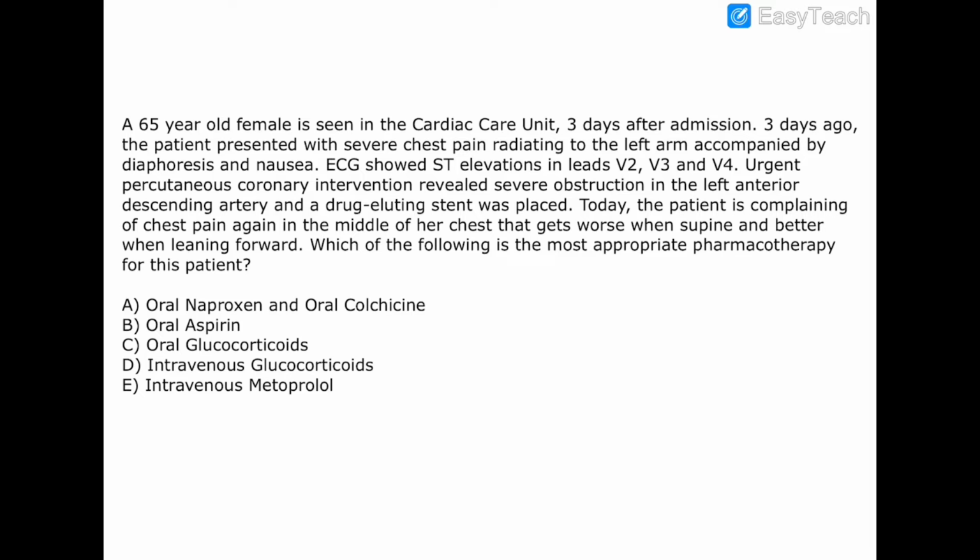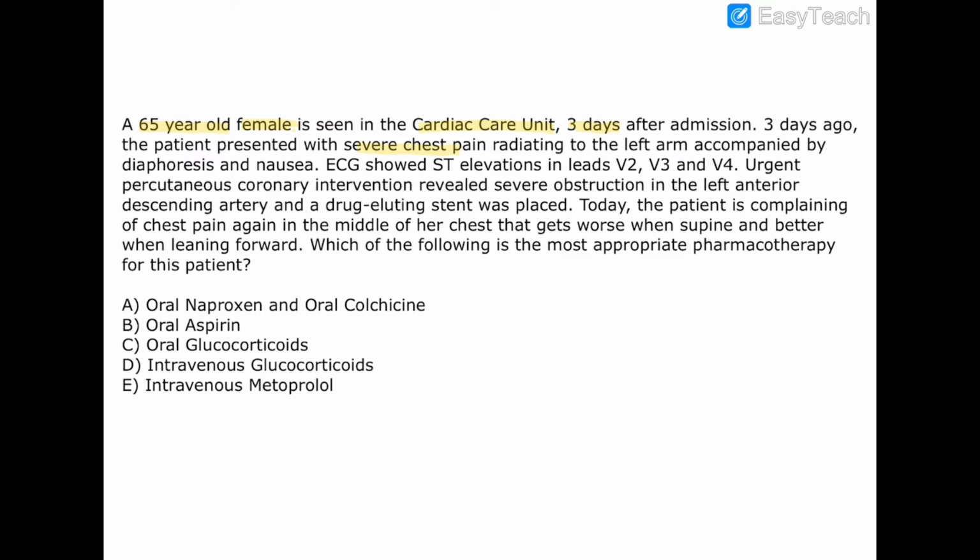Now, this is a pretty bulky question, and there's a lot of information, so let's dissect this question. Firstly, let's look at the age. 65-year-old female. So we know the demographic of the patient. She's in the cardiac care unit, which means her condition is pretty severe. So this is something we have to keep in mind. And she's seen today, which is 3 days after admission. Okay, so she must have had a preceding event. What is the preceding event?